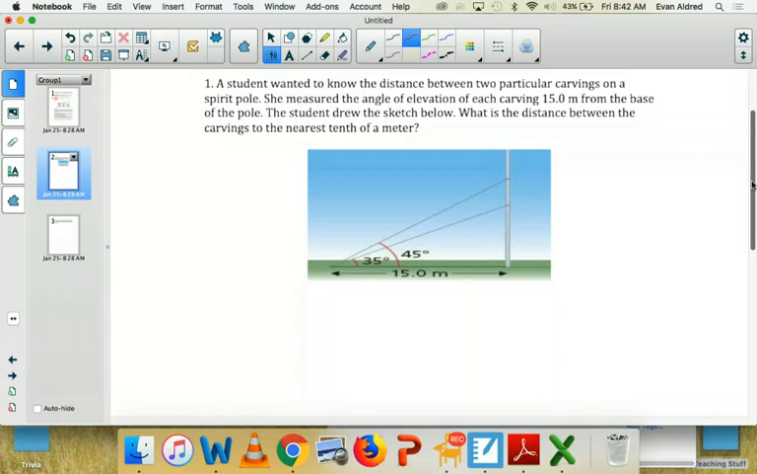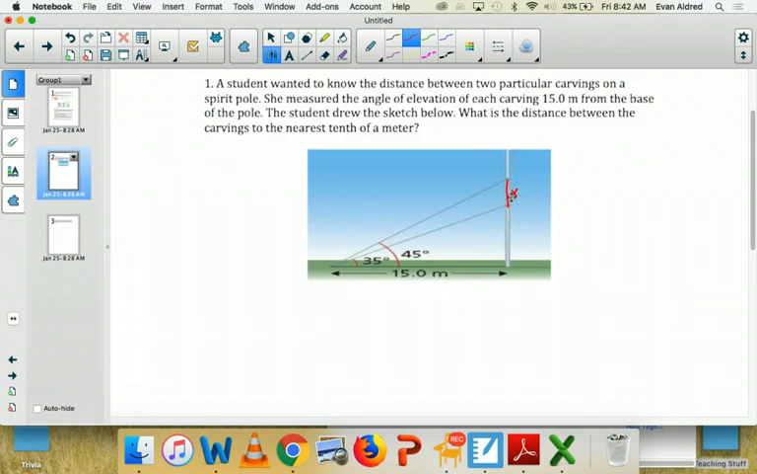solve them accordingly. So this question reads, a student wanted to know the distance between 2 particular carvings on a spirit pole. She measured the angle of elevation of each carving 15 meters from the base of the pole. And she drew the sketch below. What is the distance between the carvings to the nearest tenth of a meter? So we are looking for this distance right here. That's what we want.